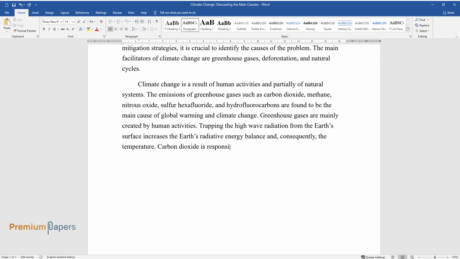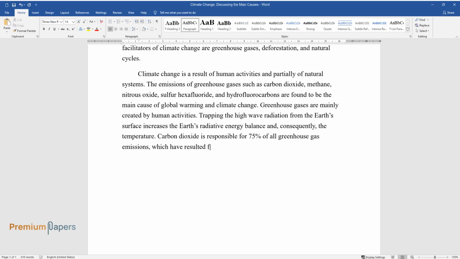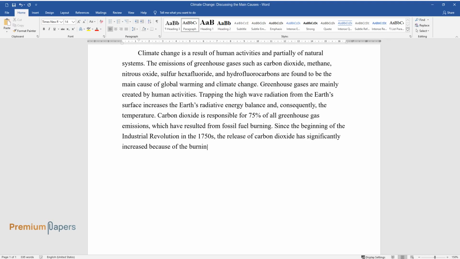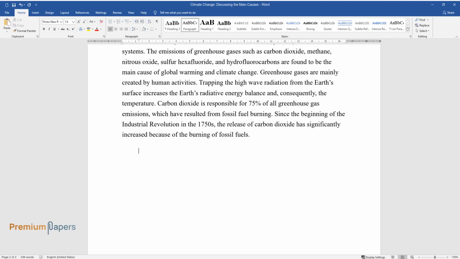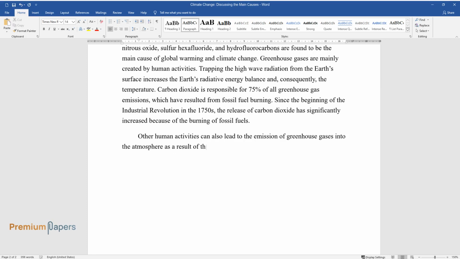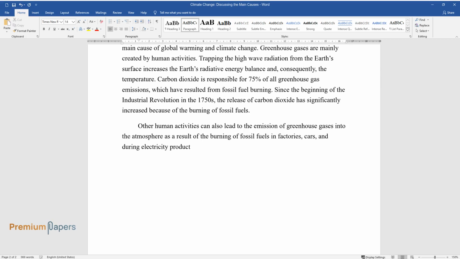Carbon dioxide is responsible for 75% of all greenhouse gas emissions, which have resulted from fossil fuel burning. Since the beginning of the Industrial Revolution in the 1750s, the release of carbon dioxide has significantly increased because of the burning of fossil fuels. Other human activities can also lead to the emission of greenhouse gases into the atmosphere as a result of the burning of fossil fuels in factories, cars, and during electricity production.